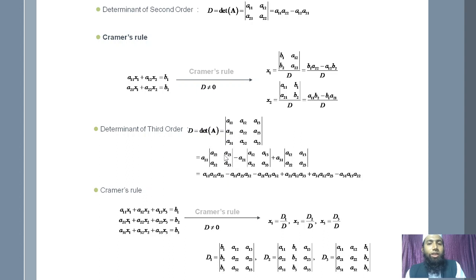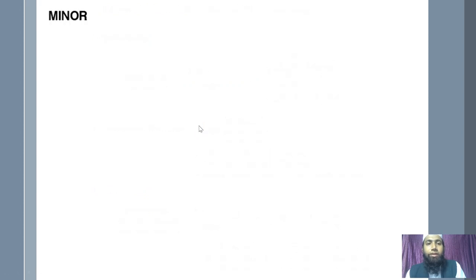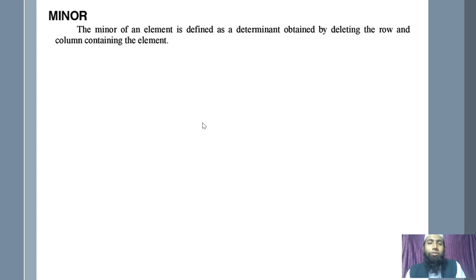So let us begin. This is just a recalling process, again I am saying. Now let us start properly. First of all, let us understand what is the meaning of minor. The minor of an element is obtained by taking a determinant by skipping the rows and columns.